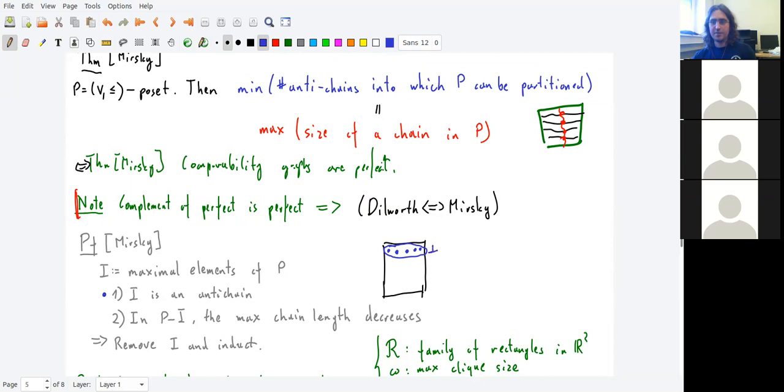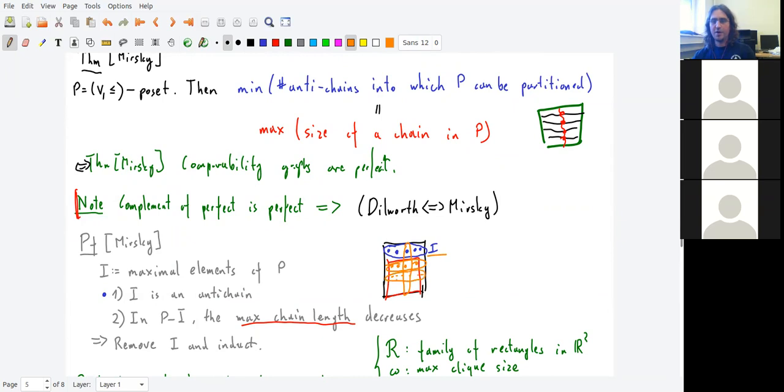And second, if this is my anti-chain I, and I remove I from my poset and look at the rest, then clearly the maximum length of a chain decreases, because every maximum length chain in this poset must contain a maximal element as the topmost one, right? So we can then extract this anti-chain of maximal elements. The maximum chain length decreases, then again extract the maximal elements, again the maximum chain length decreases, and so on and so on.